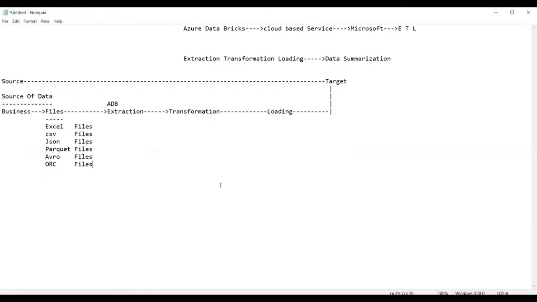Now, apart from getting the data from the files, we can also get the data from the business in the form of a database. And the database can be what again? It can be an Oracle database. It can be the SQL Server database.